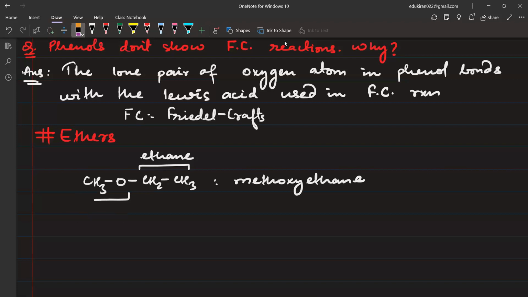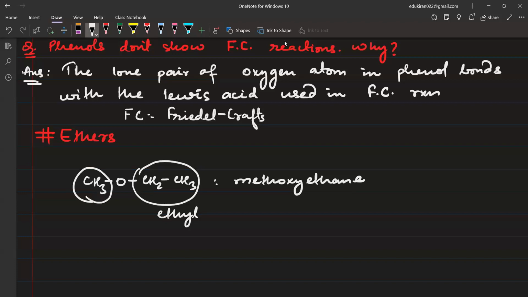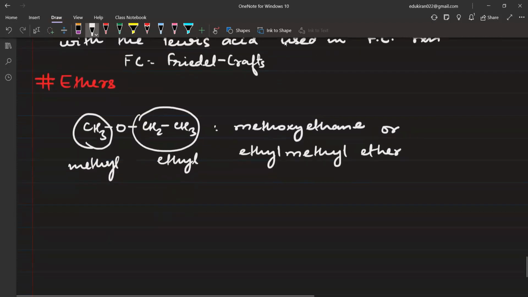This is the IUPAC nomenclature. But when I come to the common name, then you just need to look at the substituents. So this is what substituent? This is ethyl. And this is what substituent? This is methyl. So you will write both the substituents, ethyl first because of alphabetical order: ethyl methyl ether.